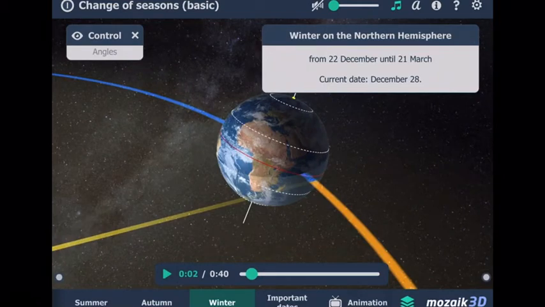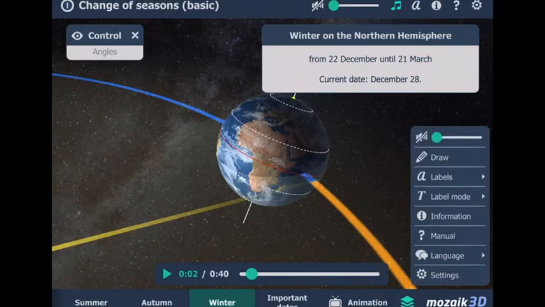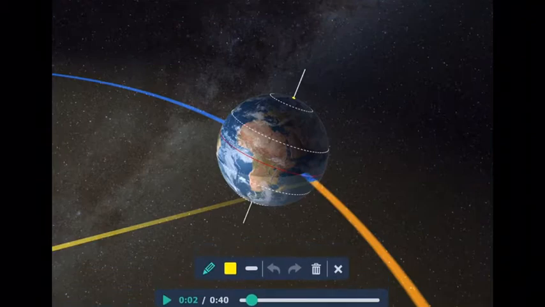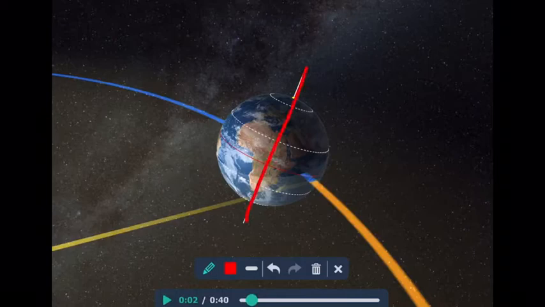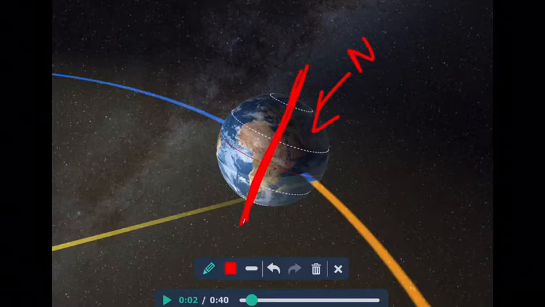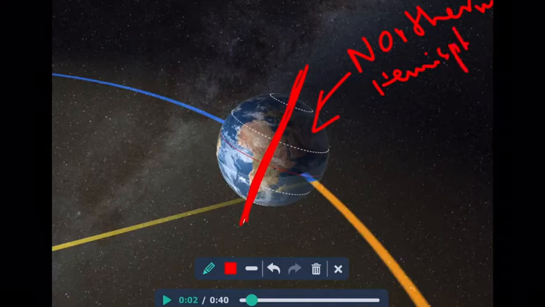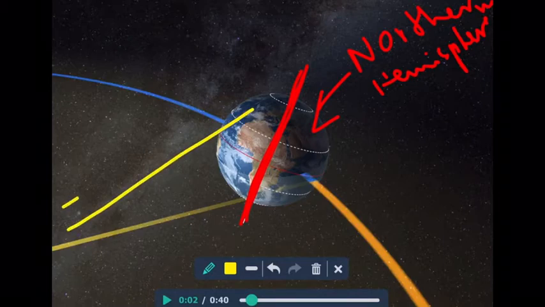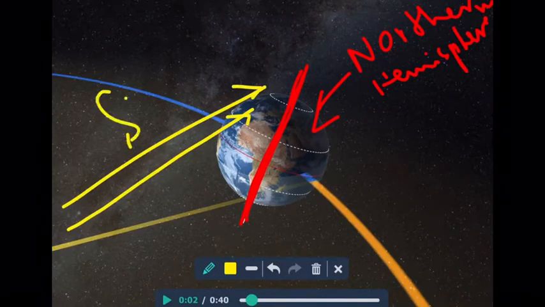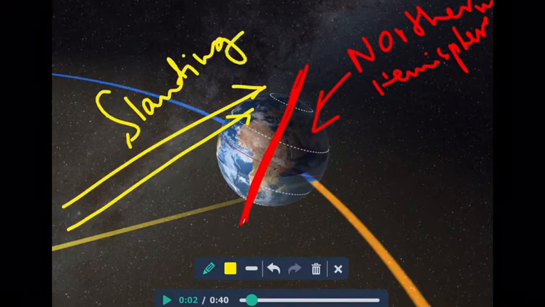Look at this position students. During winter season, you see northern hemisphere is tilted away. It is away from the sun. This is northern hemisphere. And since it is away from the sun, the sun's rays are falling in an oblique or slanted manner here. Sun's rays are not falling directly, it is falling in a slanting manner, or oblique we call it, slanting.